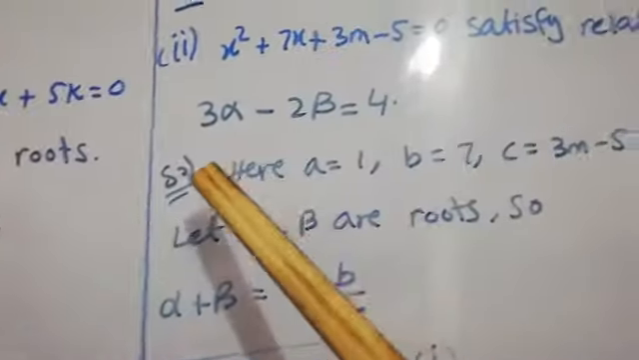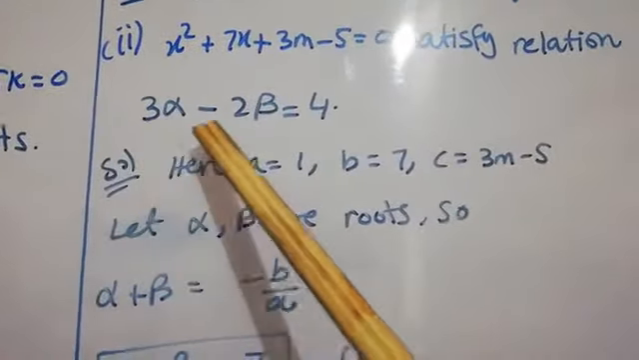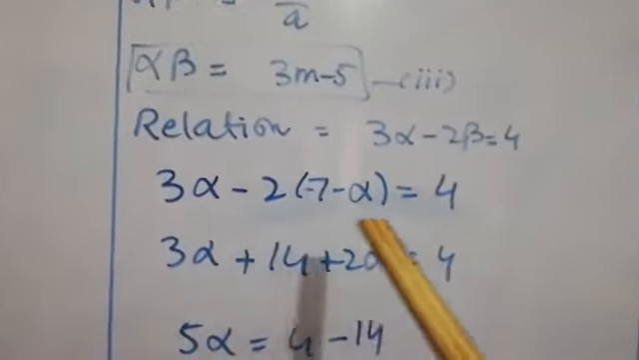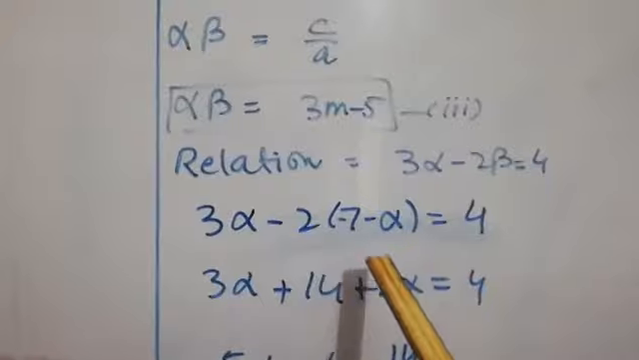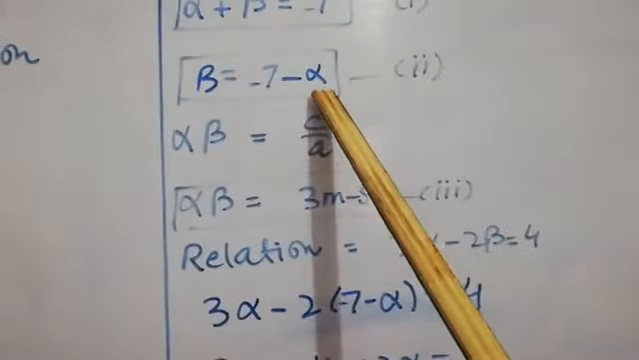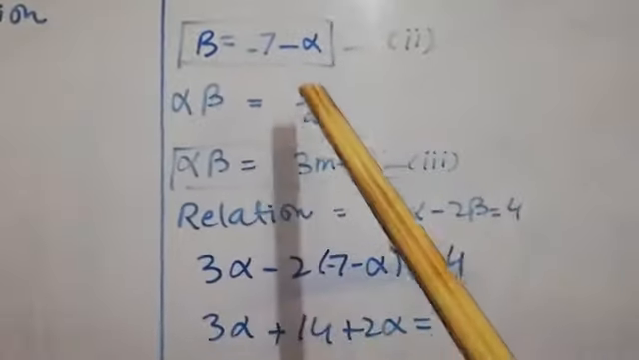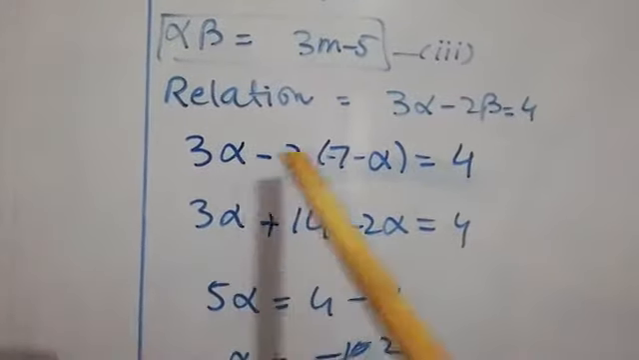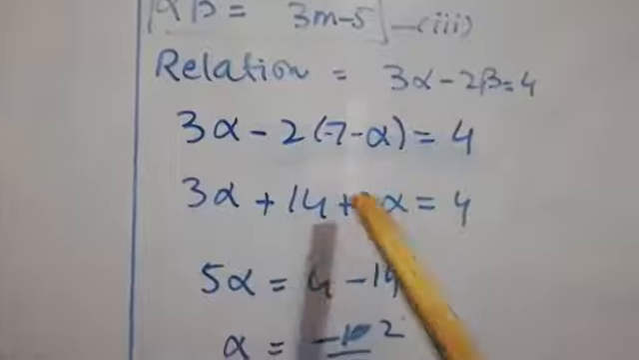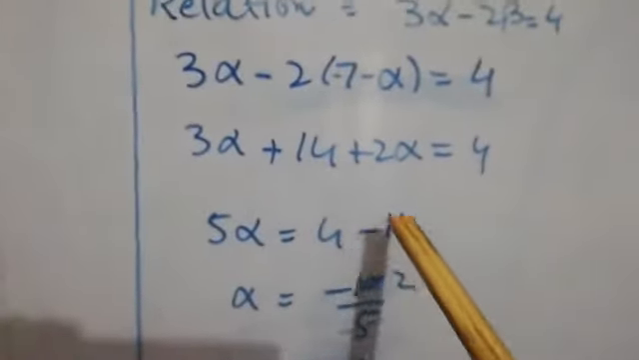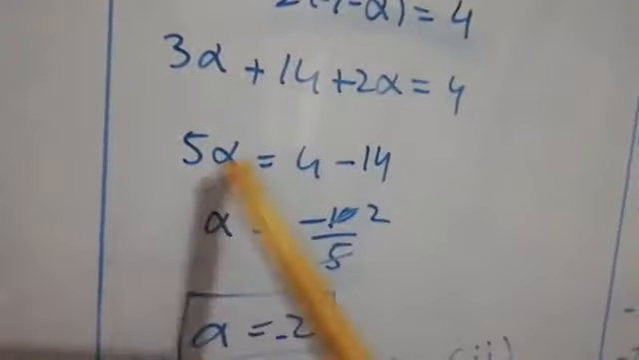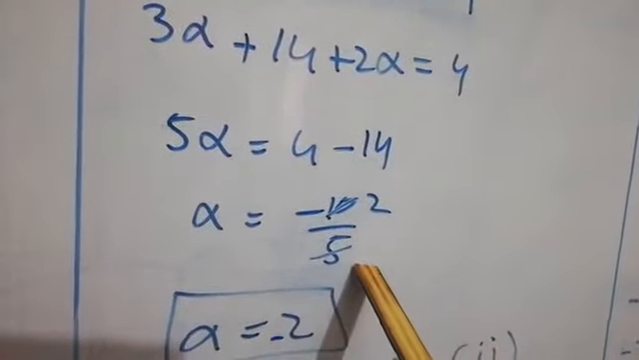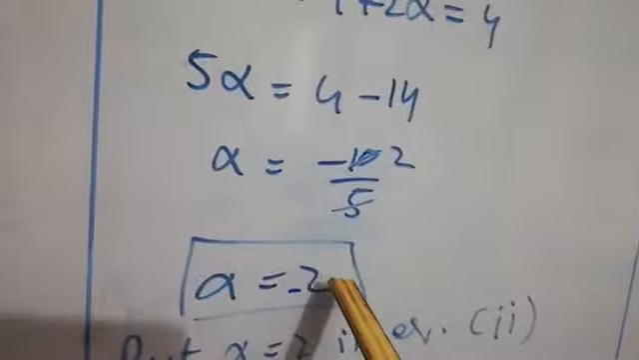And now we will move to the given relation. The given relation is 3 alpha minus 2 beta equals 4. Here we will put the value of beta which we have derived from equation 1. The value of beta is minus 7 minus alpha. Minus minus plus 7 twos are 14, minus minus plus 2 alpha. 3 alpha plus 2 alpha equals 5 alpha. 4 minus 14 equals minus 10. From here we will get the value of alpha after dividing the equation by 5. So the value of alpha is minus 2.